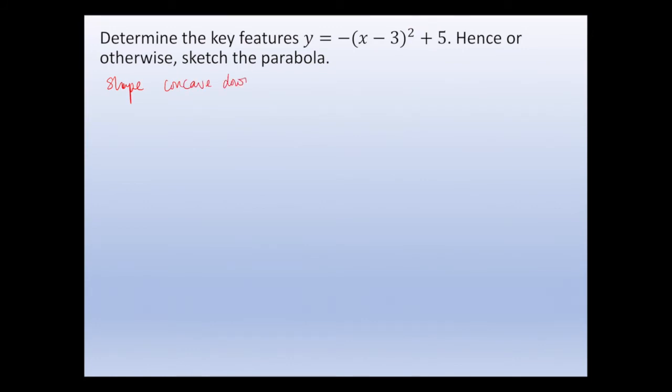Okay, so this is concave down and is the shape like this, what I call the N shape. So we know that the axis of symmetry, or line of symmetry, is x equals 3, and the turning point, this time a maximum, is (3, 5). So let's look at the y-intercept.